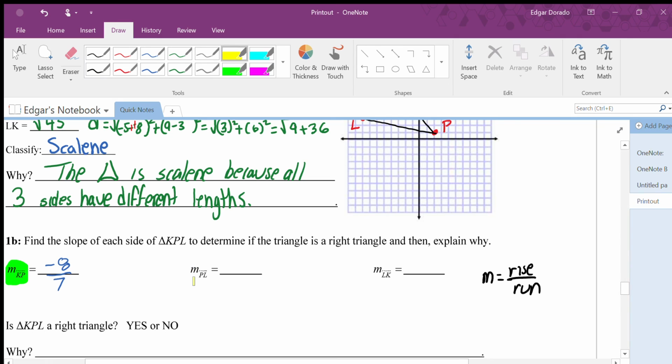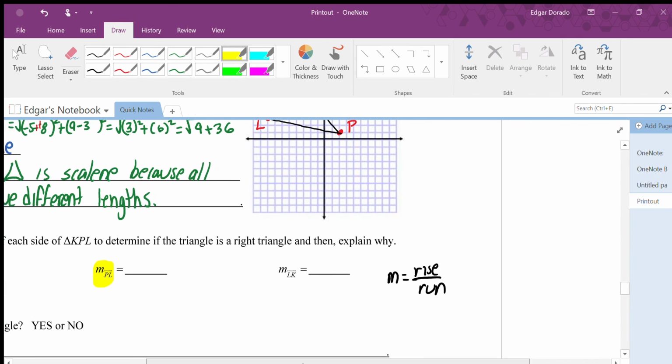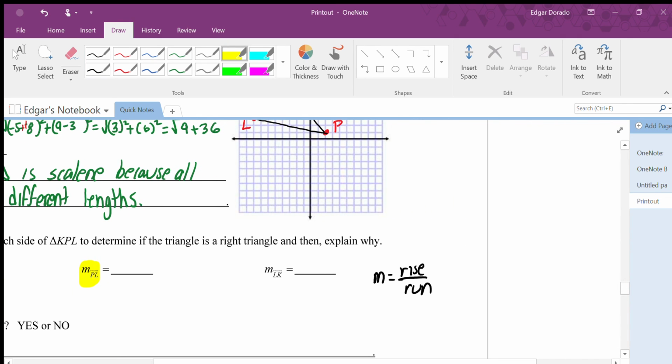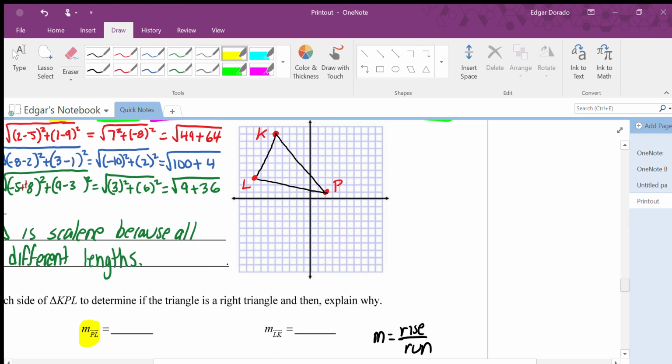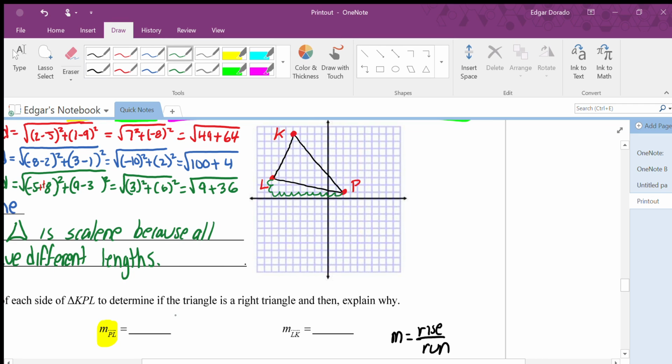My second slope I want to find is the slope of PL. I'm actually going to go from L to P. And again, if you're not sure what I'm doing here, all I'm doing is counting here, guys. I'm going to go down 1, 2, and then 1, 2, 3, 4, 5, 6, 7, 10. So down 2, right 10, that'll reduce to negative 1 over 5. So that is my slope.